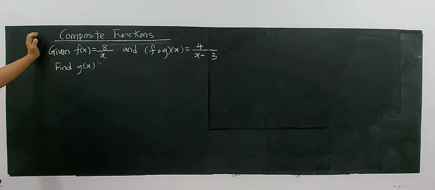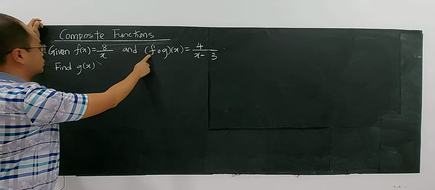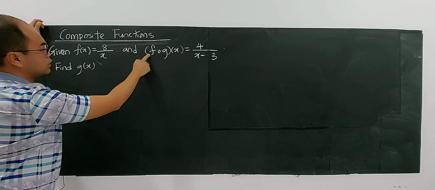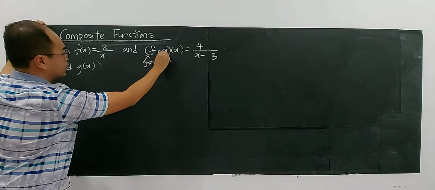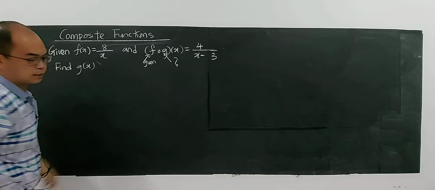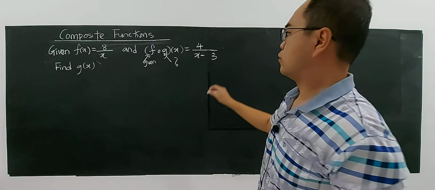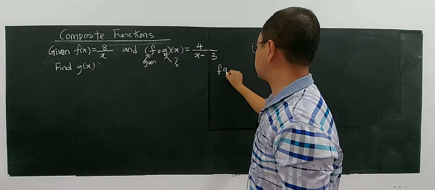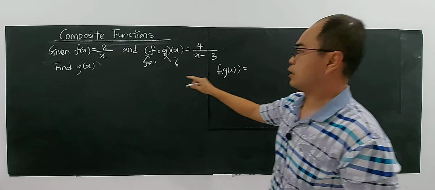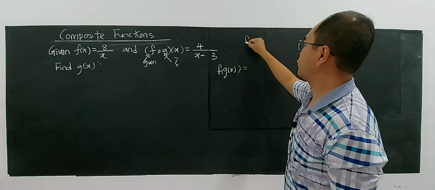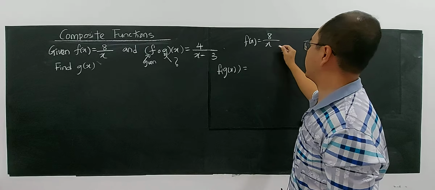So how to find g(x)? You are given the first function, and the second function is the one you're going to find. For this type of case, you have a technique where you use f(g(x)), which is already given, and you know that f(x) equals 8 over x.